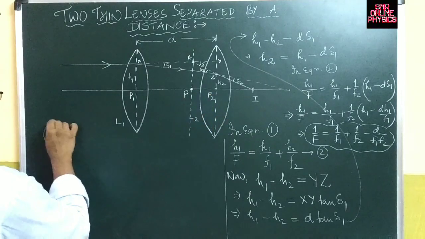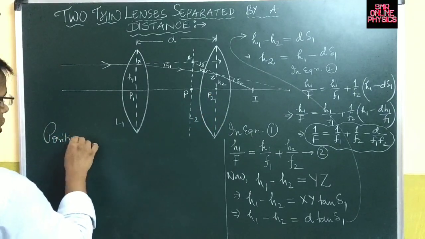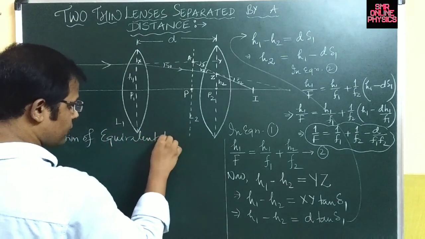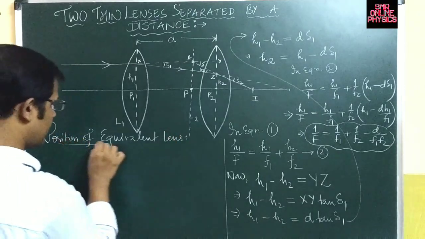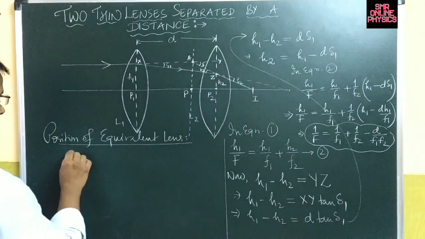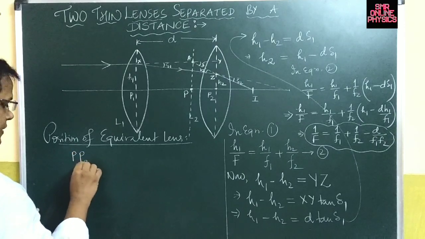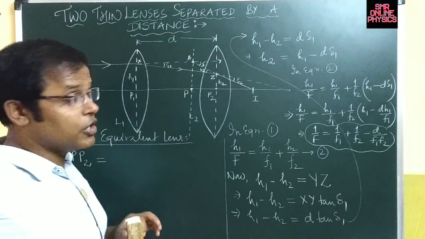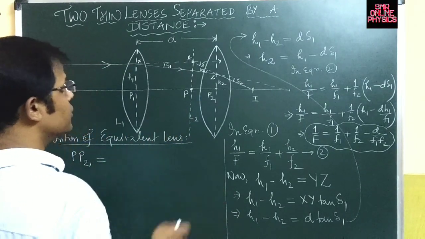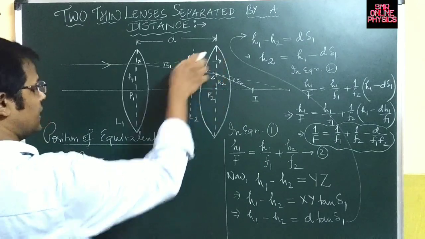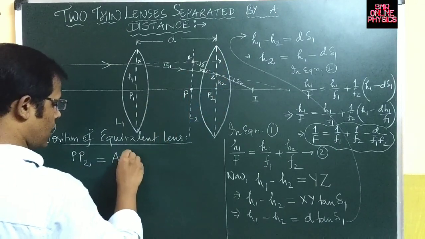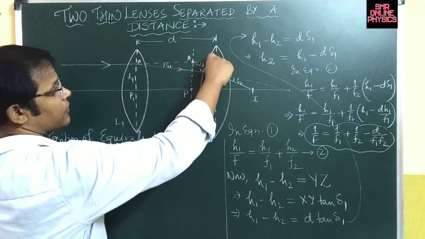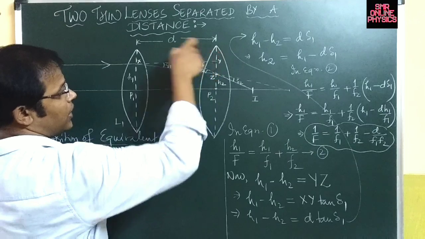So the position of the equivalent lens. The position of the equivalent lens should be where? So that should be this PP2. I want to find out what this PP2 is exactly: how far from the second lens my equivalent lens should have been positioned. So PP2 by geometry you can see that it is exactly equal to AY, and that AY is a part of this triangle YZ by AY.